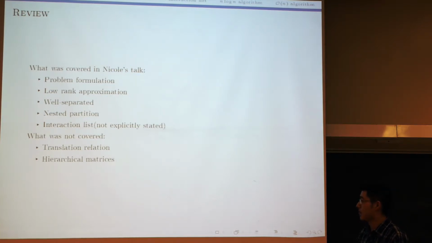There's one crucial concept that was not covered in Nico's talk, which is translation relation. And it is the relation that leads to a linear complexity algorithm. Without this translation relation, we can only get an algorithm with complexity of order n times log n, which was introduced in Nico's talk.